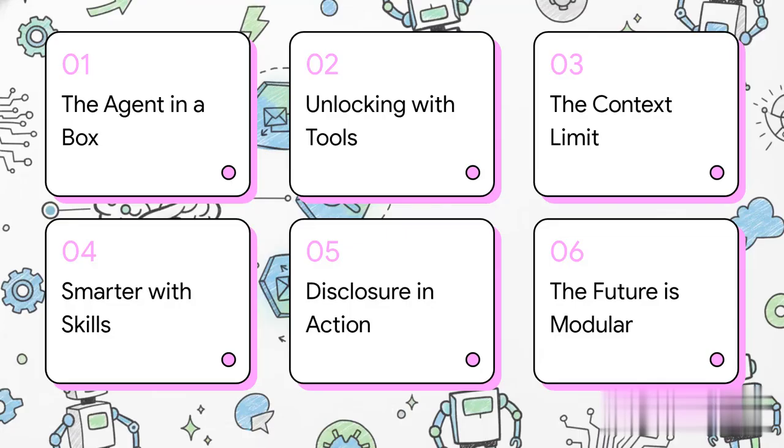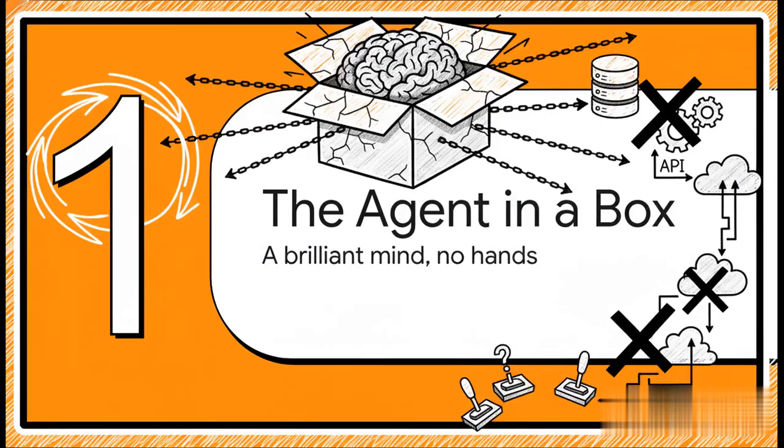So here's our game plan. We'll start by really defining this agent-in-a-box problem. Then we'll see how tools are the key to unlocking the door. But that's going to lead us to a new challenge, the context window limit, which we'll solve with a super clever technique called progressive disclosure using skills. We'll walk through a real example to see it in action, and then we'll talk about why this whole modular approach is such a game changer.